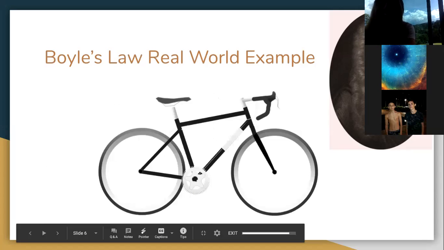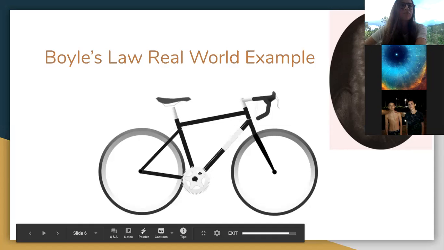So a real example that I found was that you can observe in real life that when you fill a bike's tire with air, so when you pump air into a tire, the gas molecules inside the tire get compressed and packed closer together. At the same time, its pressure decreases.